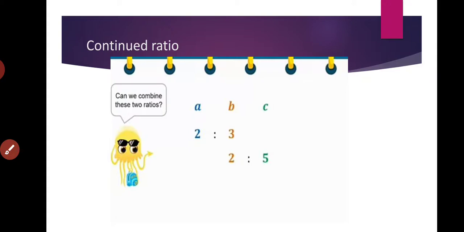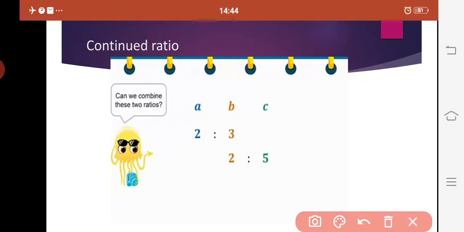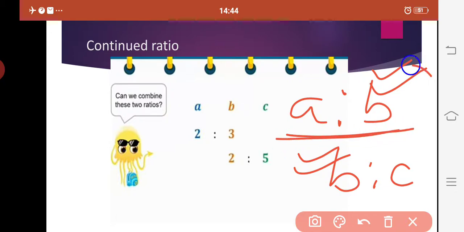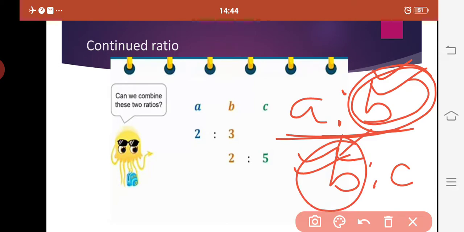Now the last topic is continued ratio. Continued ratio means any ratio which is given in such a form that the middle term is common. For example, if it is A:B and the second is B:C, that means the consequent of the first ratio becomes the antecedent of the second ratio. This was the first ratio, this was the consequent, and now this is the antecedent of the second ratio.